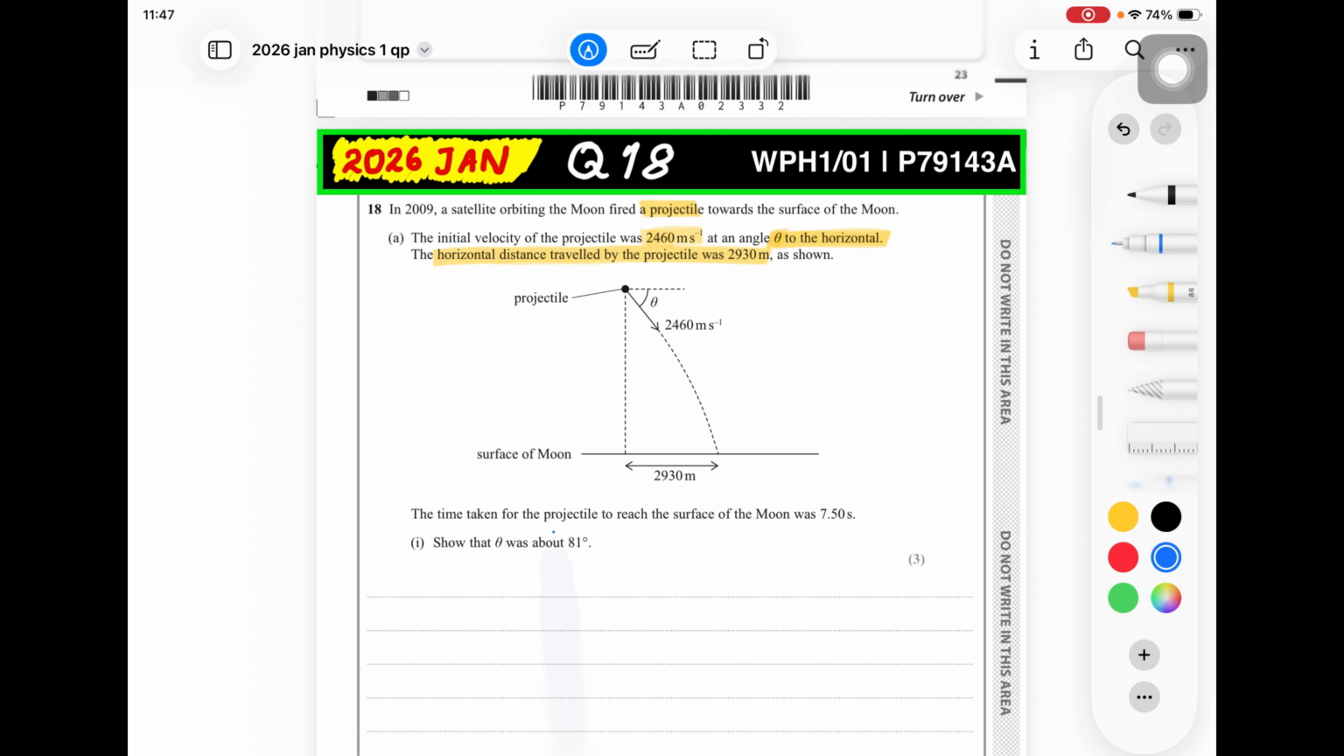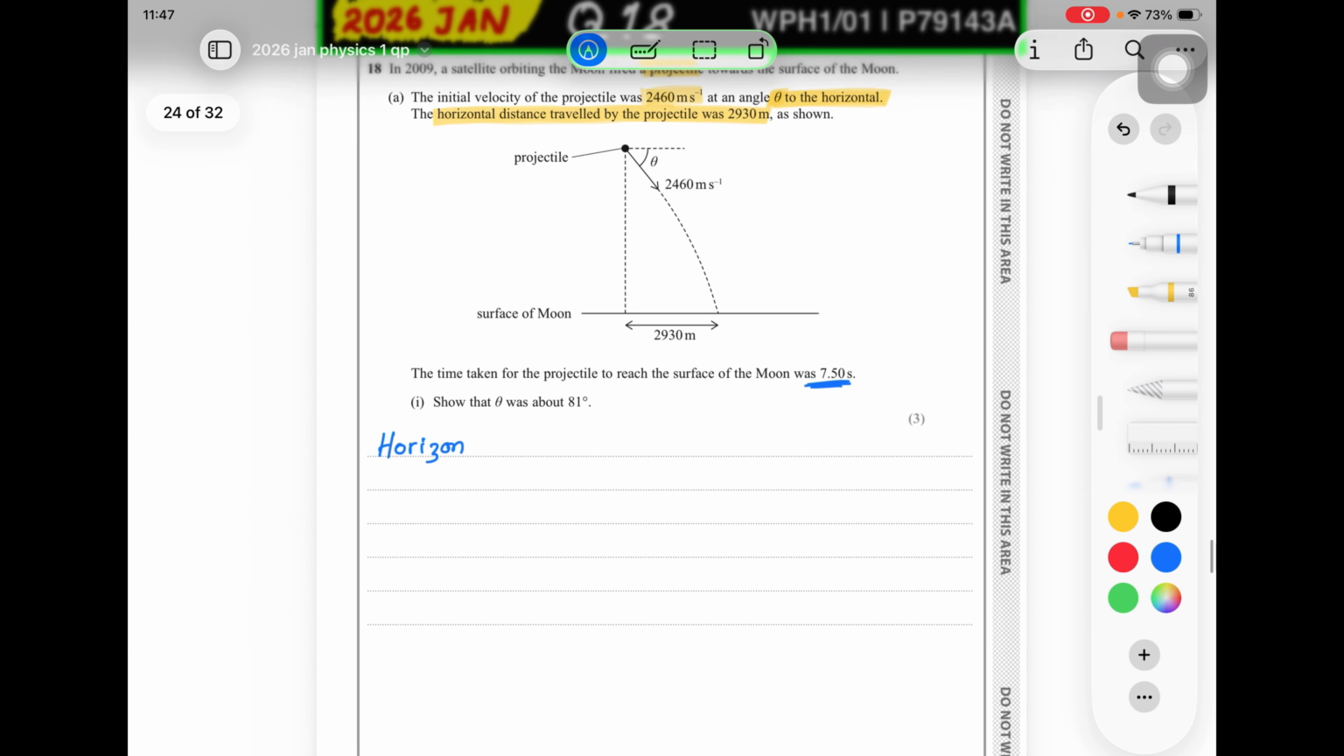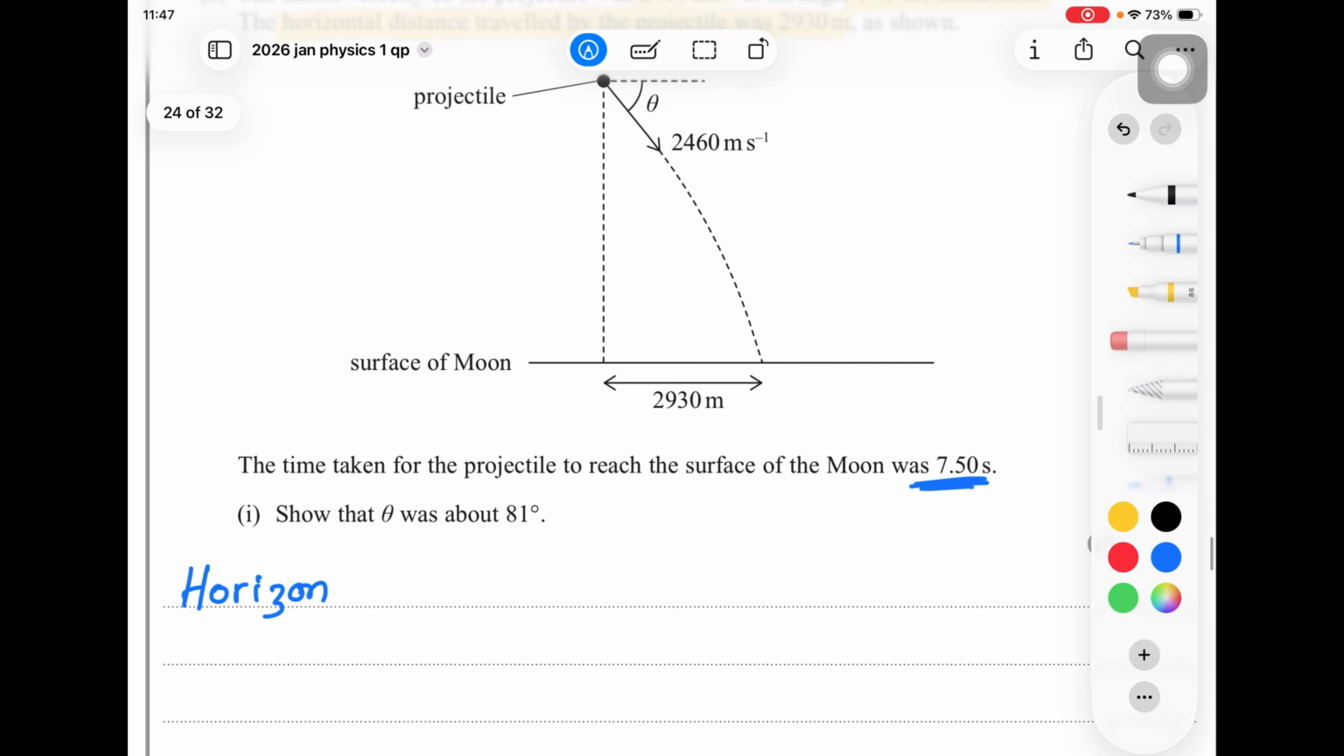The time taken for the projectile to reach the surface. Now they're telling us what the time taken is. By considering the horizontal motion, we know that to move this much distance it took that time. So this is quite straightforward. What we are doing is considering the horizontal motion.